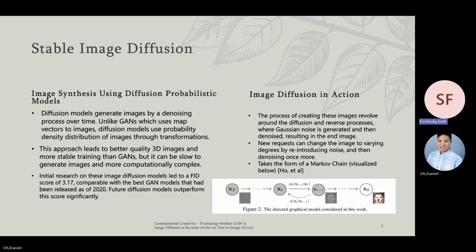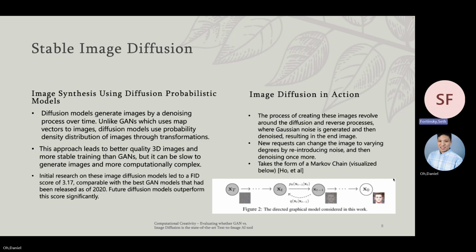Unlike GANs, image diffusion instead uses models and the property of Gaussian noise to generate images through a denoising process. The diffusion and reverse processes allow for noise to be generated to varying degrees and then decoded back into the image. This process generates high-quality images, but is computationally more complex than GANs and can run slower depending on the scale of the request.